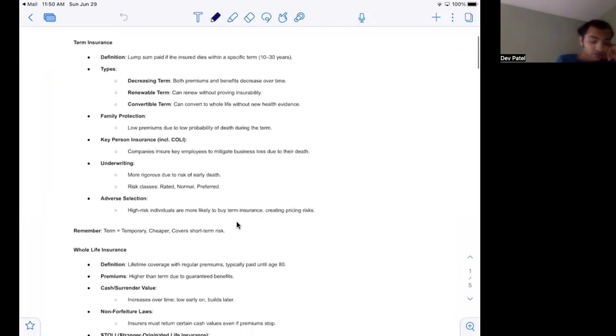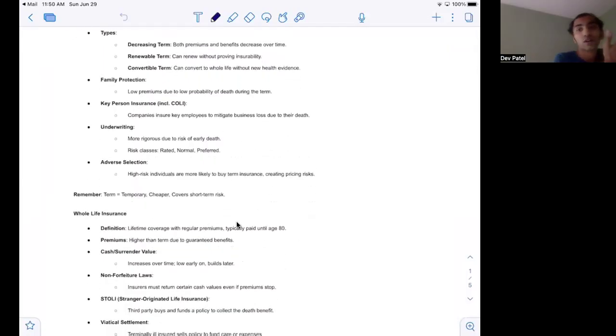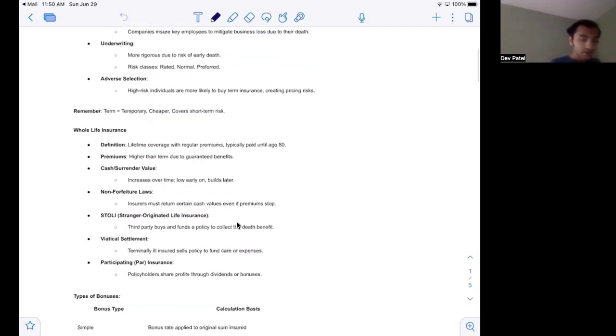Underwriting is often more rigorous due to the early risk of death, and there's typically four risk classes: rated, normal, preferred, as well as uninsured. So the rated, normal, and preferred are the ones that could be insured, especially the rated ones. You could still insure them, but it would be at a higher premium. And underwriting, the entire purpose of underwriting is to avoid adverse selection, right? We don't want individuals who are more likely to die, more likely to have a higher probability of death to be insured.